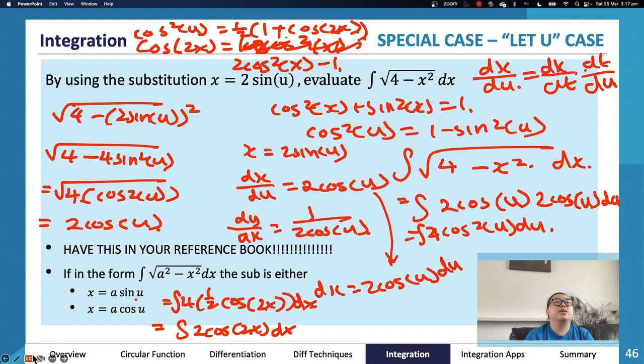This is getting really messy. I'm just going to rub all of this out and then rewrite, because there's not enough space for all of this to be on the same page.